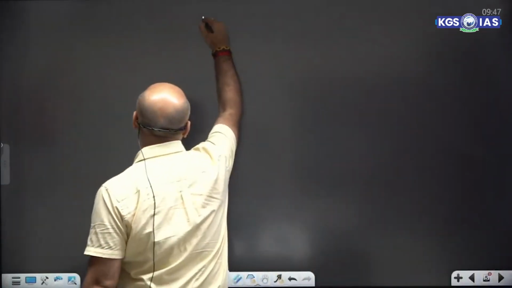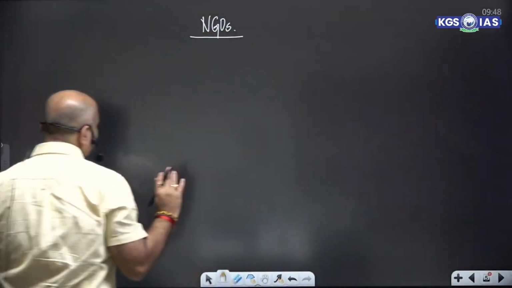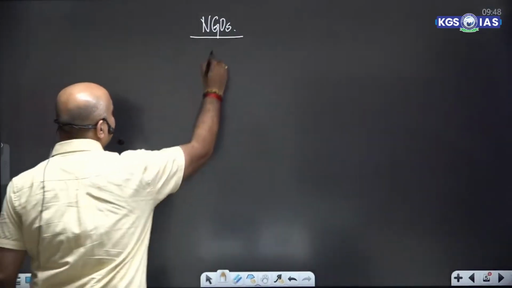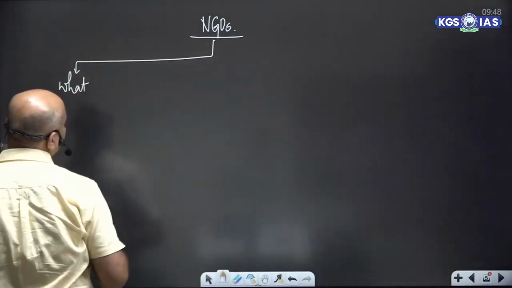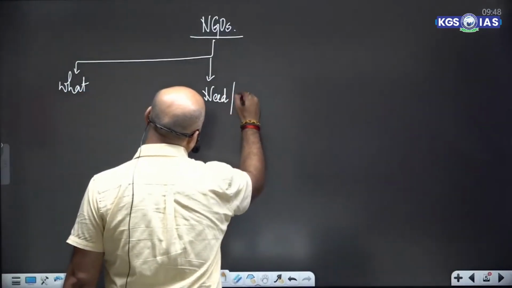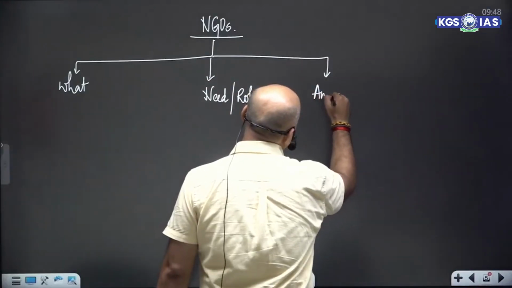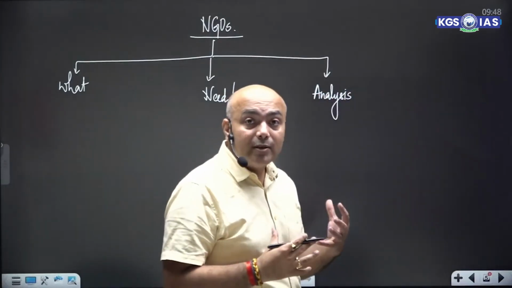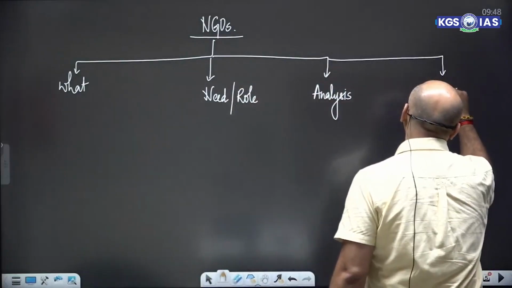Then comes NGOs. And again, the same structure has to be followed. You should know what NGOs are, why there is a need for them, or for that matter, what is the role of NGOs. You have to take up the analysis part of it, that is, what are the positives and the negatives related to it, and then also the current aspect of it.